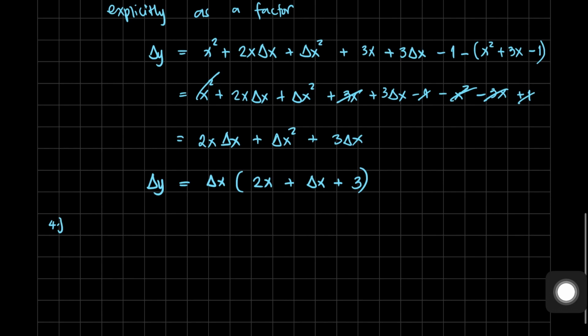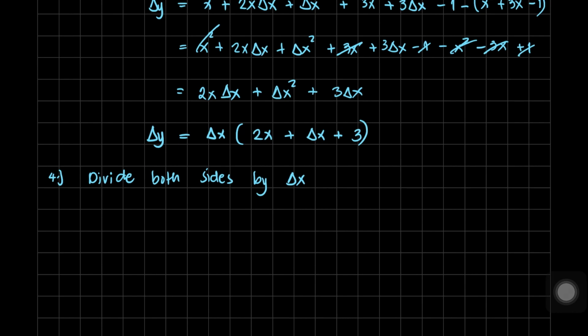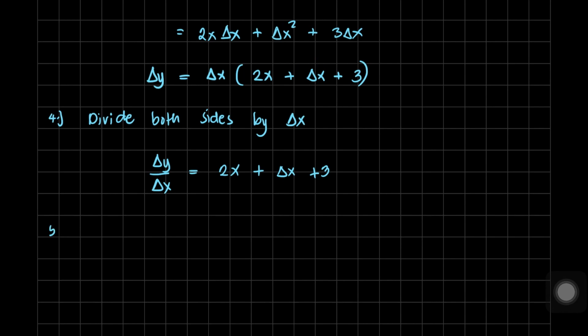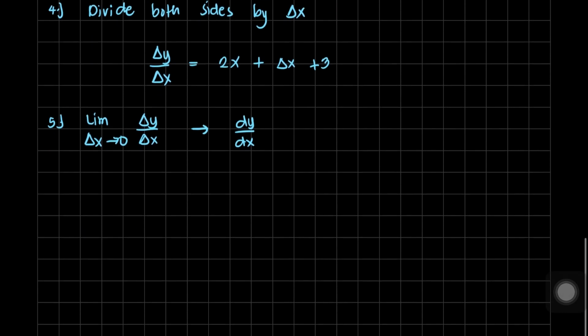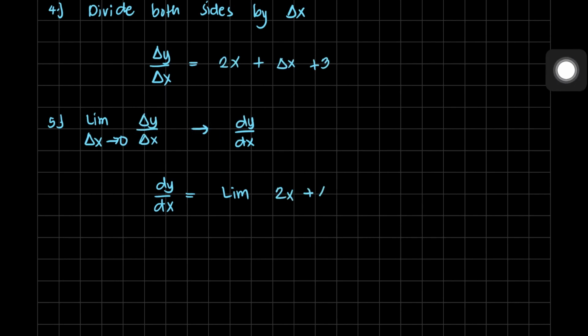Now, the fourth step is to divide both sides by delta x. If I divide both sides by delta x, we'll now have delta y over delta x equal to 2x plus delta x plus 3. So this is now the fourth step. And the last step here is to determine the limit of delta y over delta x as delta x approaches 0. This is actually the definition of dy over dx. So determining the derivative of y with respect to x is equal to the limit of delta y over delta x, which is 2x plus delta x plus 3, as delta x approaches 0.